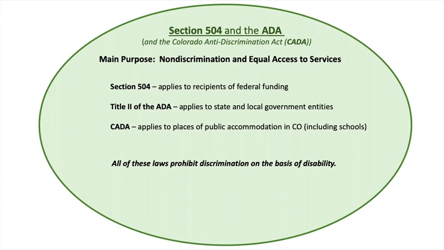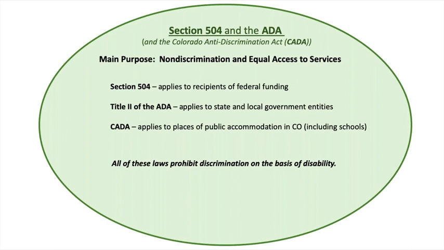So we're going to move on to the middle green circle, Section 504 of the Rehabilitation Act of 1973 and the Americans with Disabilities Act. And I've also mentioned on the slide the Colorado Anti-Discrimination Act, which is a state law that similarly prohibits discrimination on the basis of disability. So all three of these laws, the two federal laws and the one state law, have a lot in common and some really important differences.